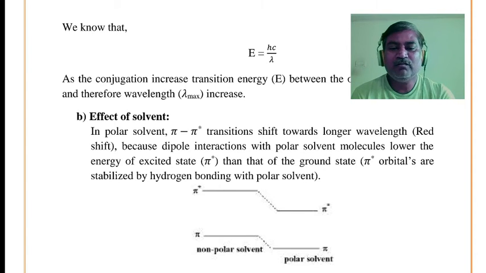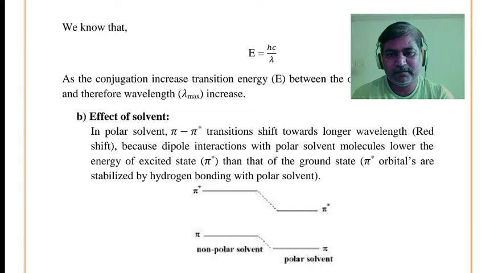In polar solvent system, transition between pi to pi star requires lower transition energy. See the figure. Figure पहा. Pi to pi star transition takes place in polar solvent system, which requires lower transition energy, less transition energy. Gap is less one. Lower transition energy. That means in polar solvent system, absorbance takes place at higher wavelength.